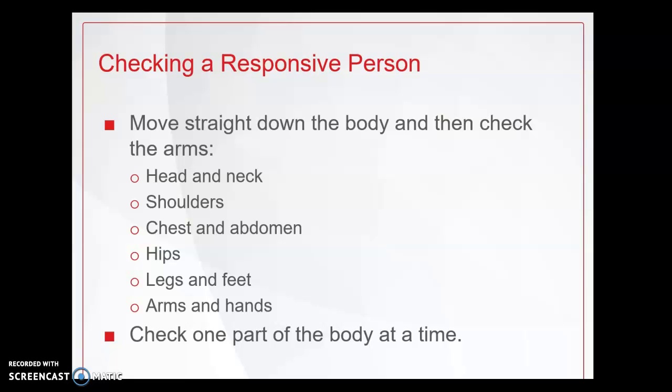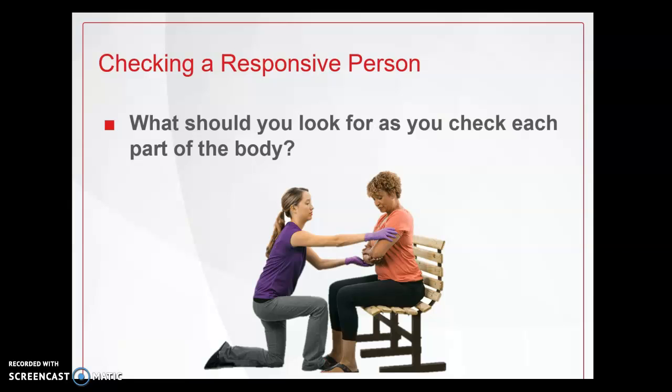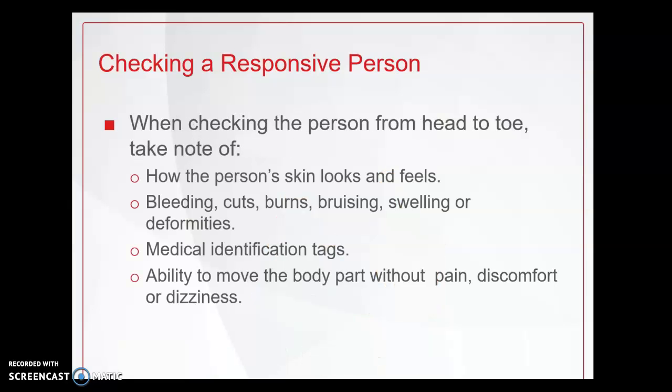All right, so when you're checking each part of the body one at a time, you're going to want to look for things like how the skin looks and feels, bleeding, cuts, burns, bruising, and swelling, deformities, medical ID tags, and the ability to move a part of the body without feeling pain, discomfort, or dizziness. If the person is unable or unwilling to move a body part, call 911 or the designated emergency number.